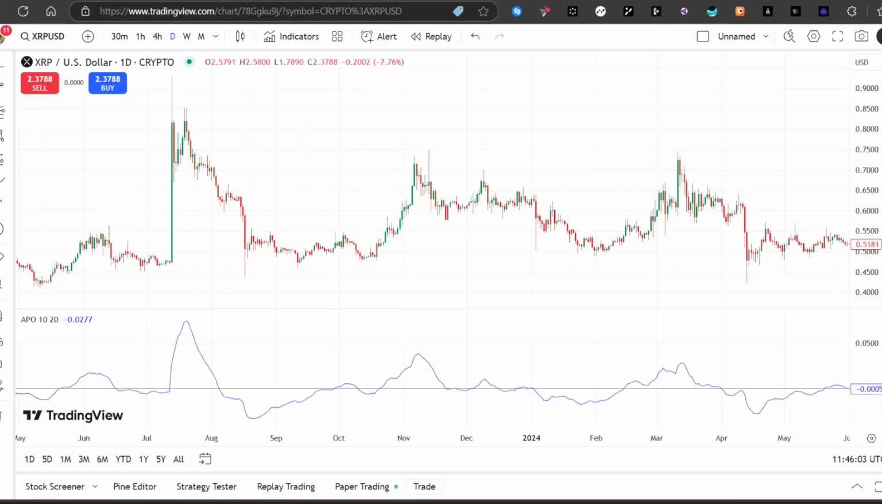And you can also use this indicator for divergence analysis. Like many other oscillators, the APO is also great for spotting divergences between price action and the indicator itself.